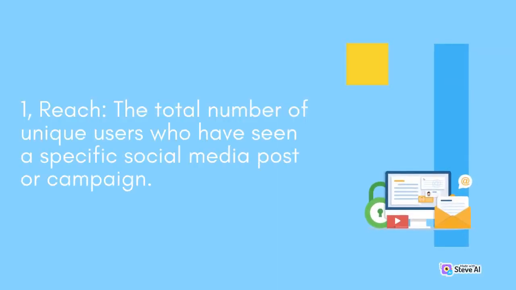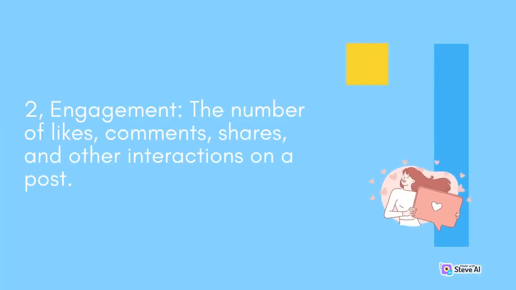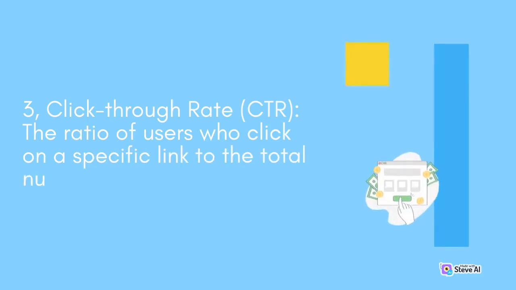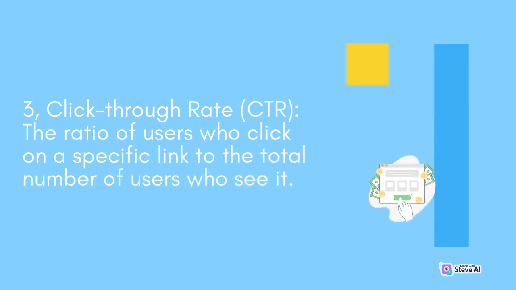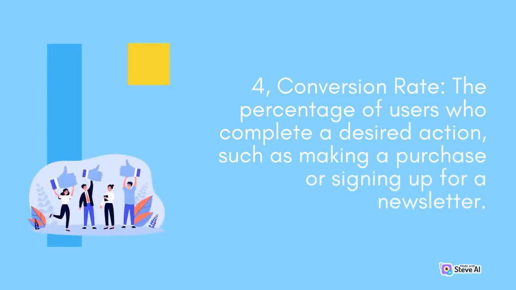1. Reach, the total number of unique users who have seen a specific social media post or campaign. 2. Engagement, the number of likes, comments, shares, and other interactions on a post. 3. Click-through rate, CTR, the ratio of users who click on a specific link to the total number of users who see it. 4. Conversion rate, the percentage of users who complete a desired action, such as making a purchase or signing up for a newsletter.